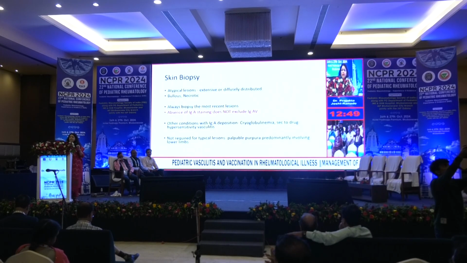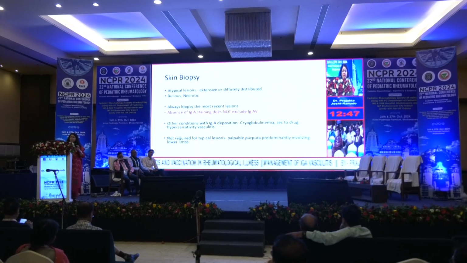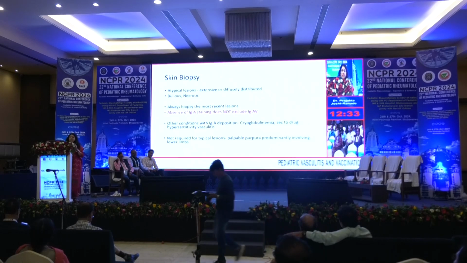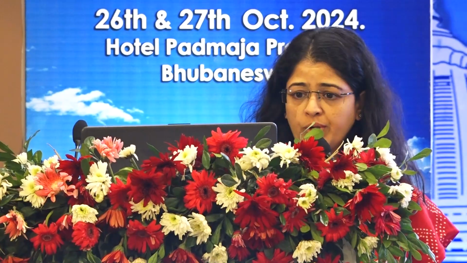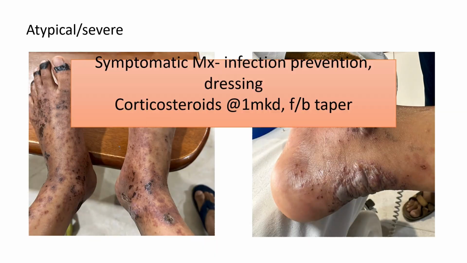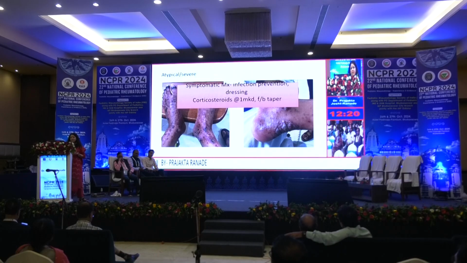Also remember to biopsy the most recent lesions, and sometimes you will have to take 2 punch biopsies, one for the immunohistochemistry and one for the histopathology. That is one practical point. There can be certain other conditions which can cause IgA deposition and that needs to be considered. However, remember that it is not necessary to do a renal or skin biopsy in all the children who are presenting with the classical palpable purpura. So in this child, the biopsy proved that it was IgA vasculitis. How do we manage further?